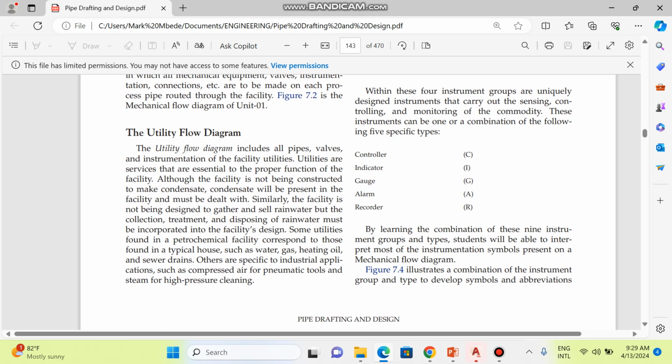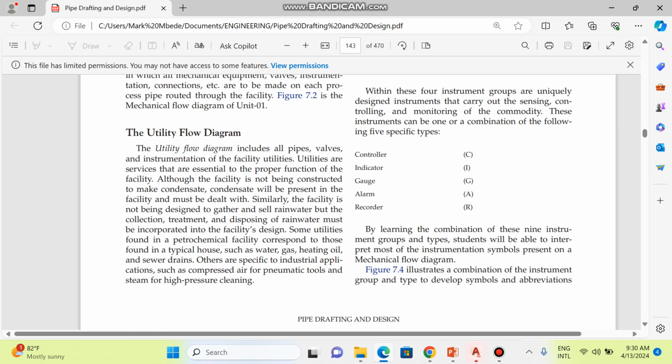Those air lines, or you have a fire water line within the system that you use to fight a fire outbreak at that facility. Those lines are what we call utility lines. They are not the main line of that. So that's why they are referred to as the utility flow diagram.